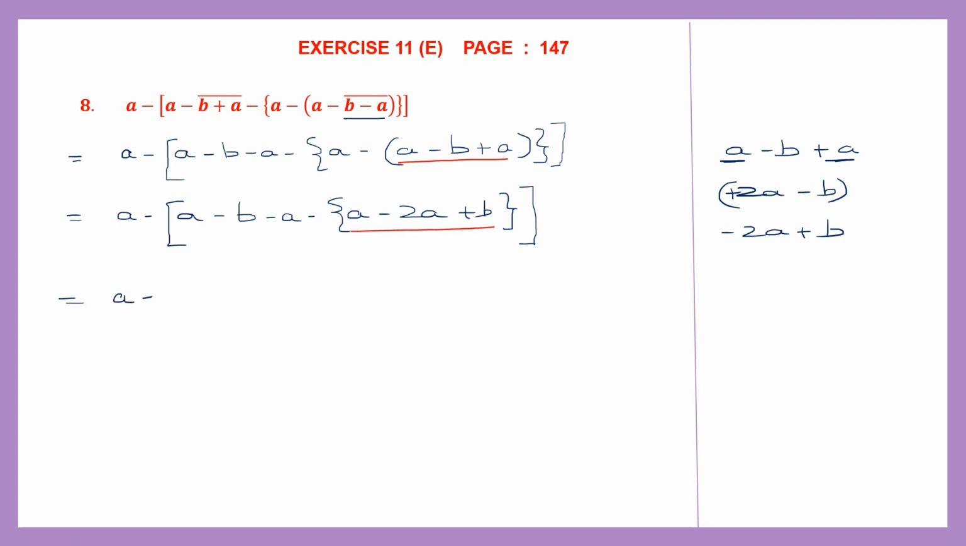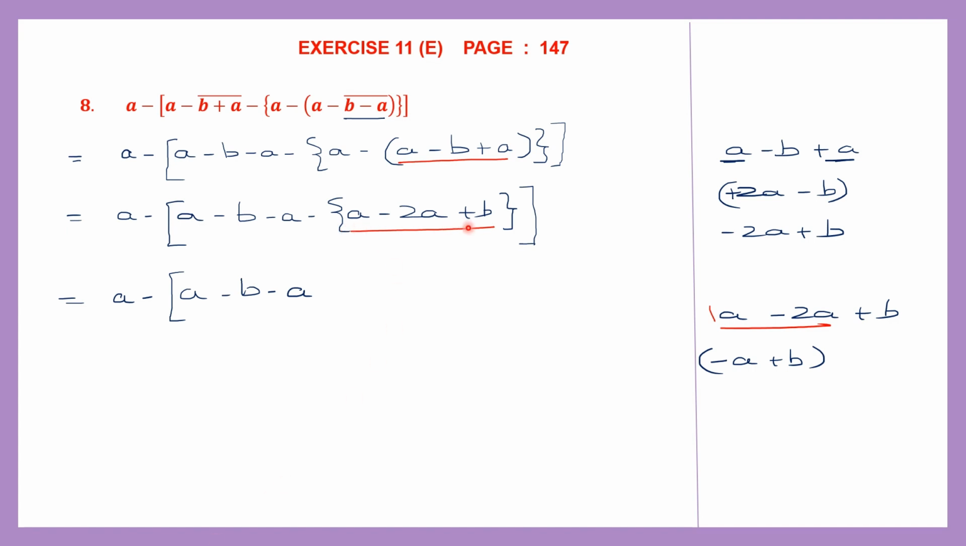So this is A minus B minus a. Now let's work out what is within the curly bracket. So that is a minus 2a plus b. So the like terms are a minus 2a, that is 1 minus 2. So 1 minus 2 is minus 1, minus 1a or minus a plus b. Now this is what is within the curly brackets.